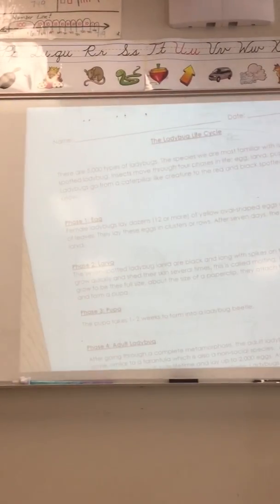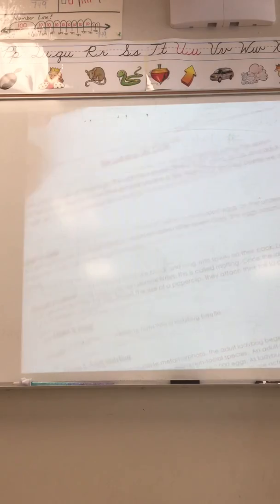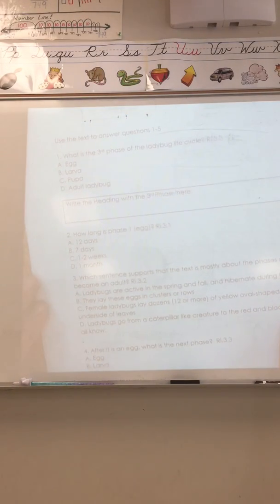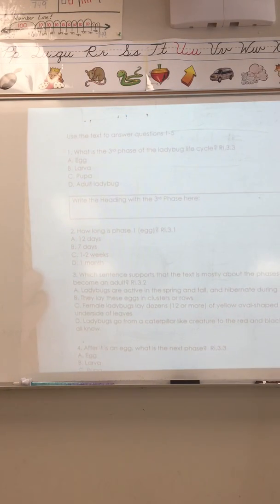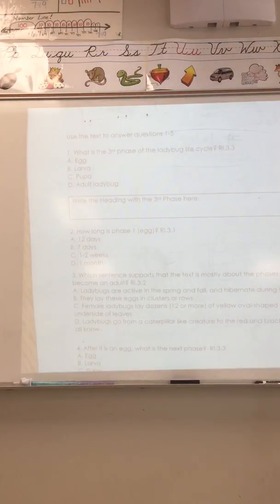So, we know for good readers that the first thing that we should do before we even read it is to look at the questions so our little brains know what to focus on while we're reading. So go ahead and flip it over. All right. Number 1 says, what is the third phase of the ladybug life cycle? So to be able to answer number 1, as you're reading, you need to listen out for that third phase.